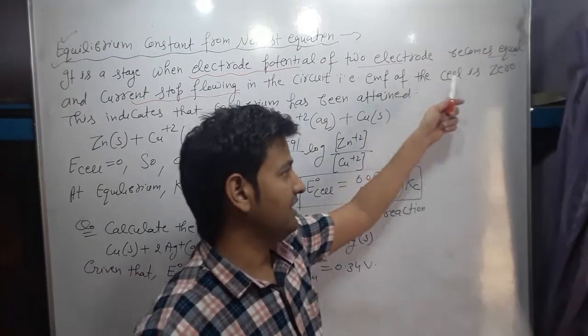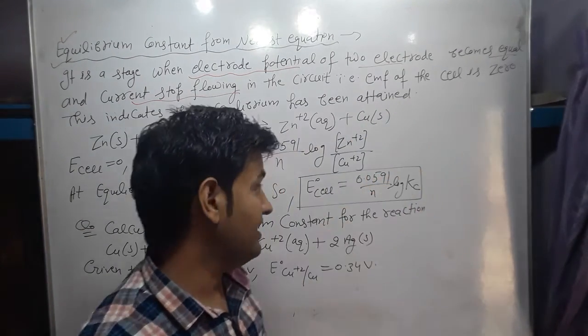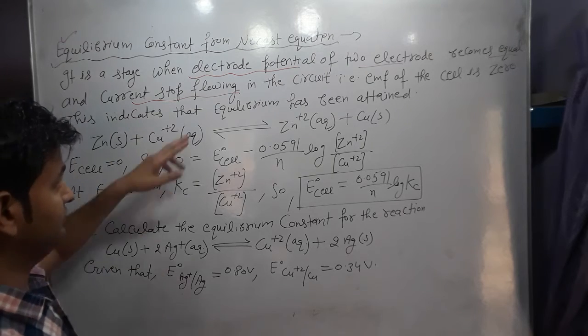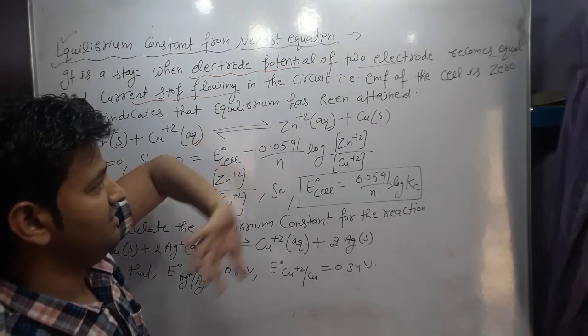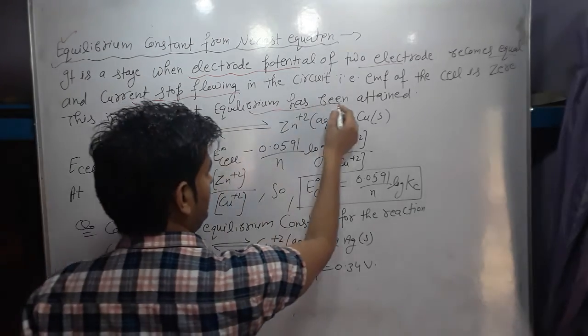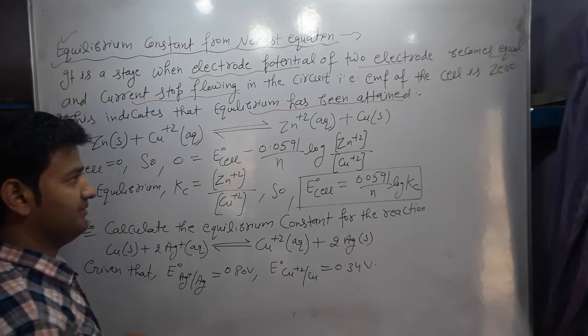At this condition the EMF comes out to be 0. Why does the EMF come out to be 0? Because both electrode potentials are equal. This indicates that equilibrium has been attained. At this stage equilibrium has occurred.